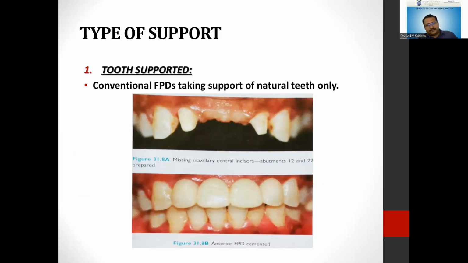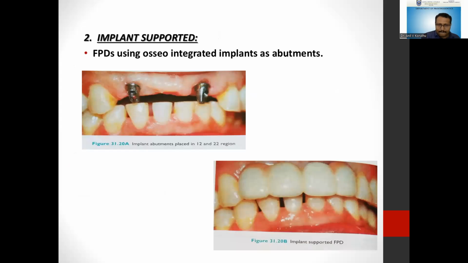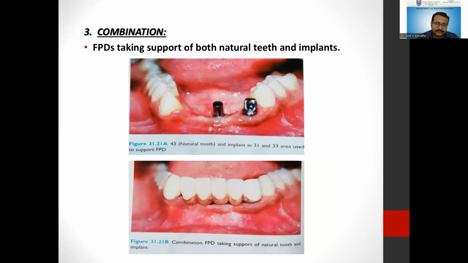So, tooth supported: the conventional type takes support from the natural teeth, with the abutments taken as 1, 1 and a 2. Implant supported uses osseointegration. Implants are placed onto the bone. After the healing is done, incisions are secured, and a tooth supported FPD or an implant supported FPD can be provided.